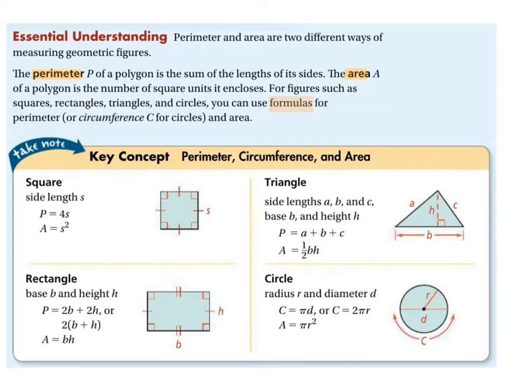For a rectangle, you do base times height, and for a circle, the formula for the area is pi times the length of the radius squared. And if you were given the diameter, you would have to cut it in half if you were finding the area. Okay, so let's apply all that.